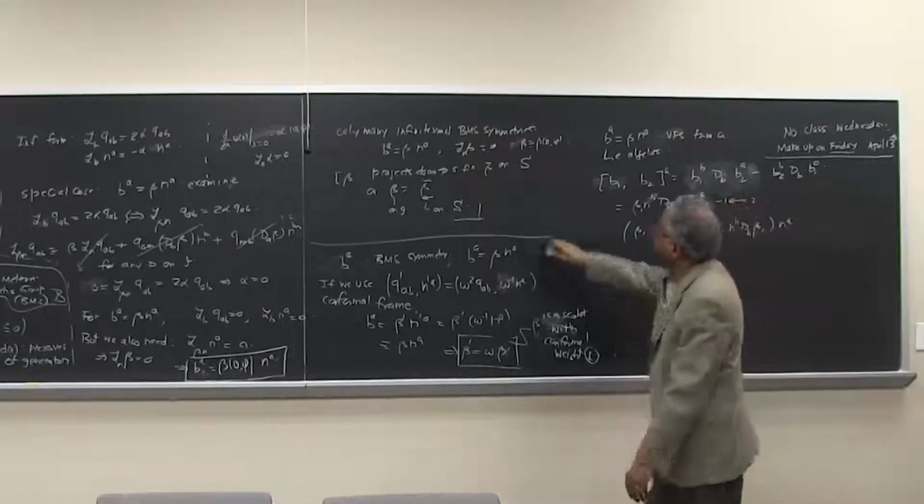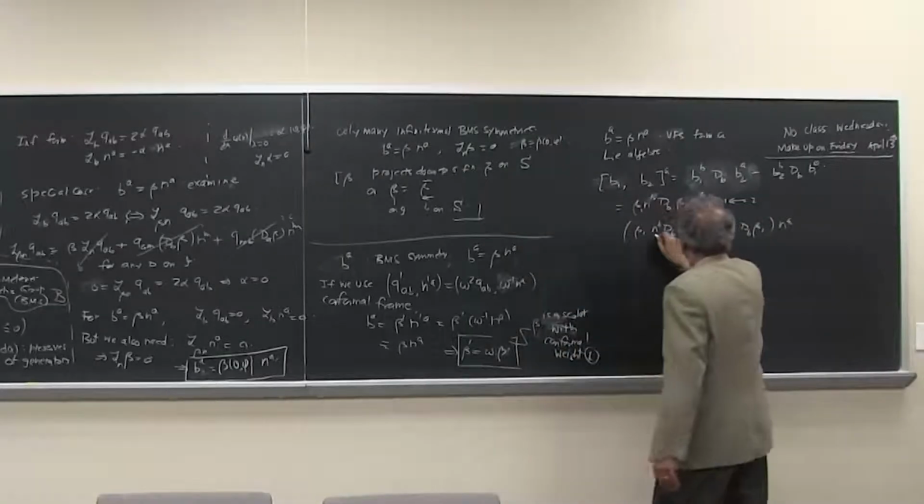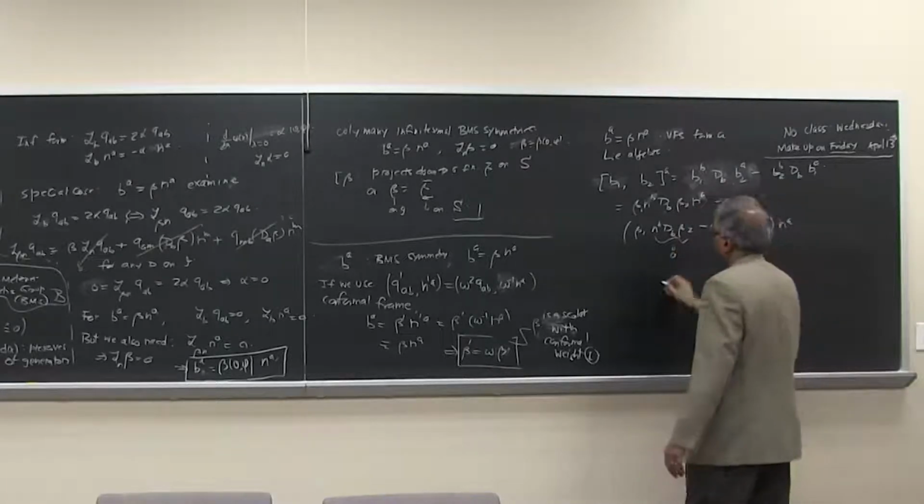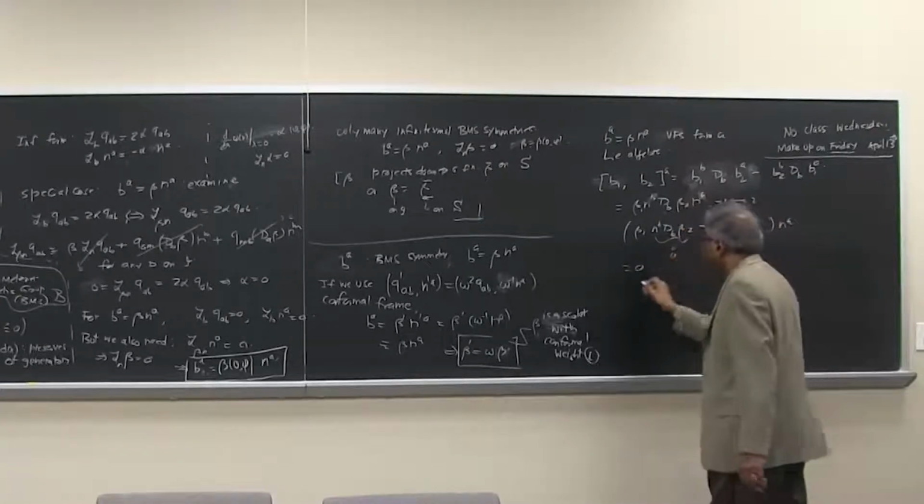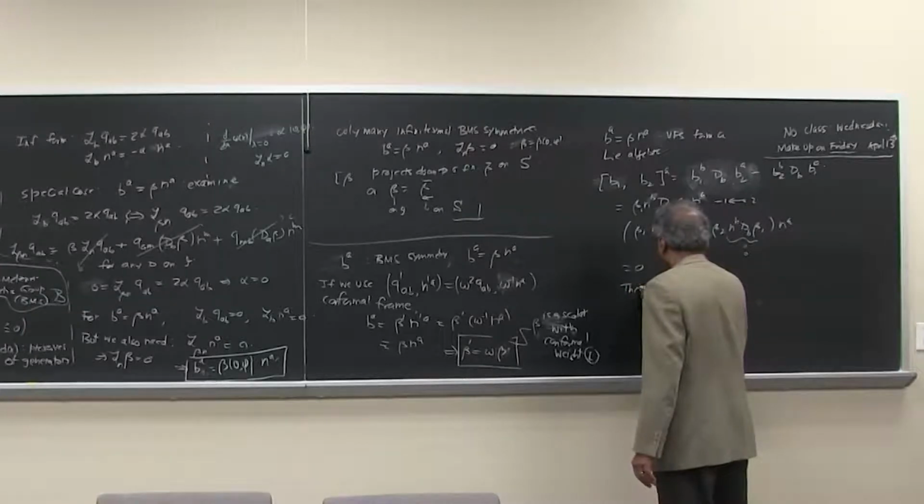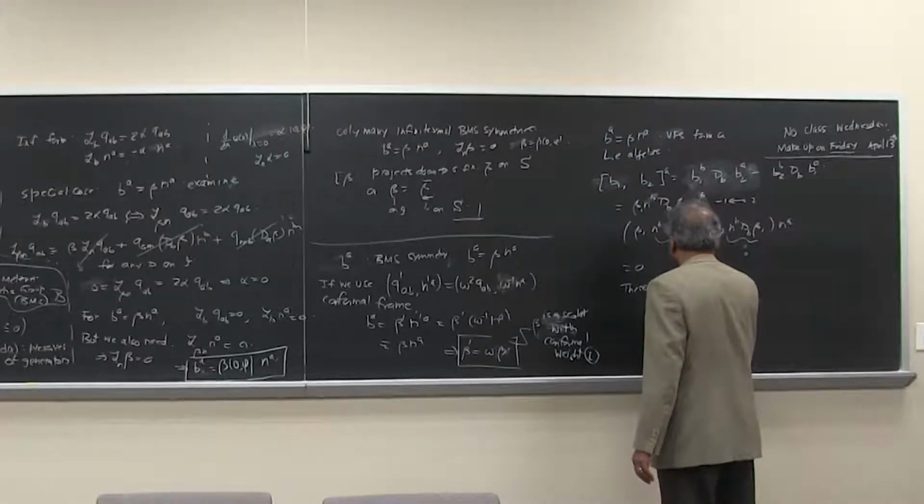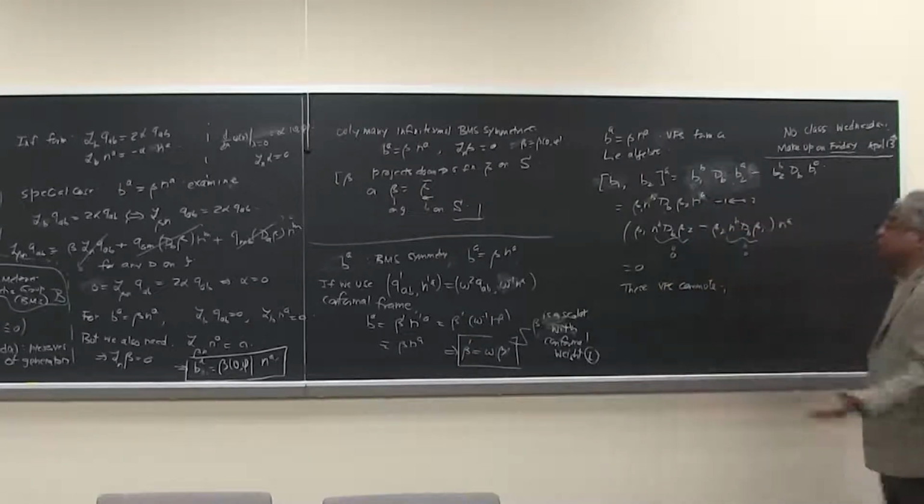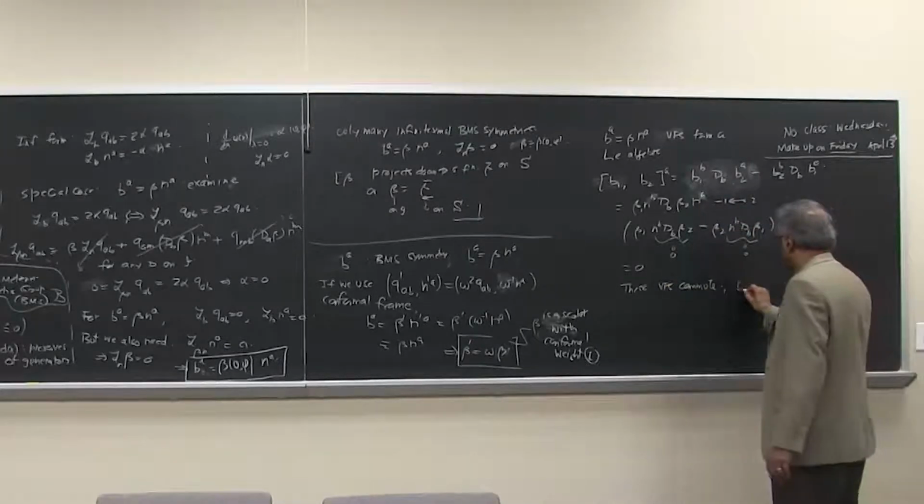But we already saw that Lie of beta is equal to 0, therefore this is equal to 0, and this is equal to 0, and therefore this of course is 0. So these vector fields commute. So not only are they closed under the Lie bracket, but the Lie algebra is abelian.